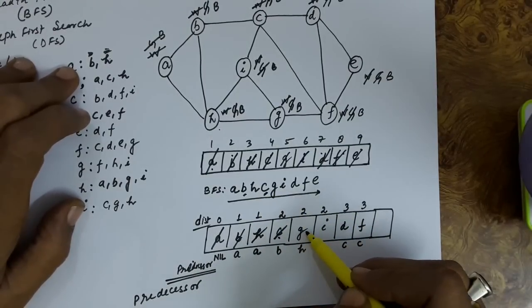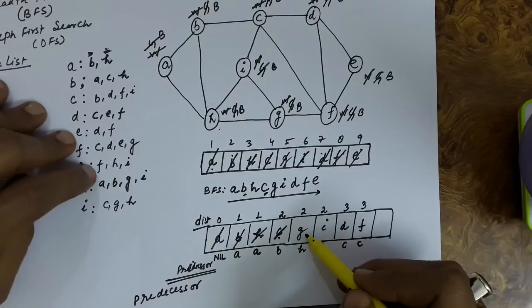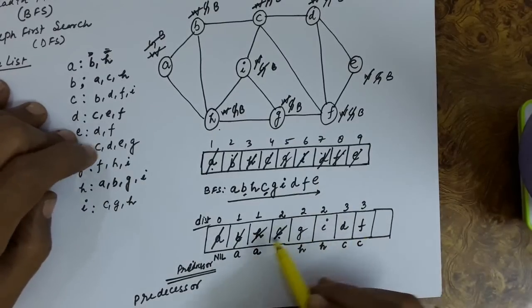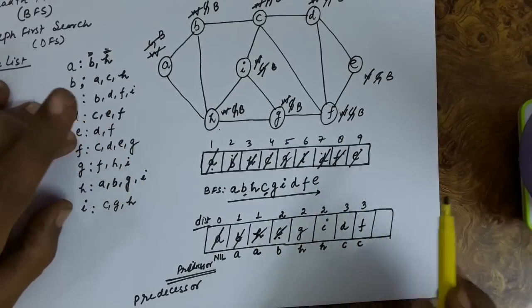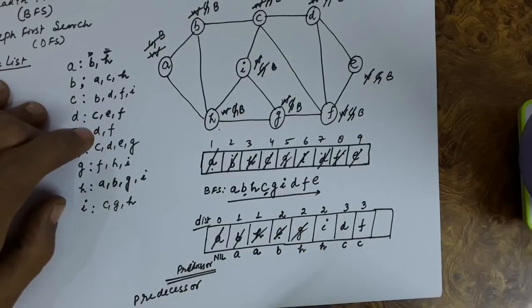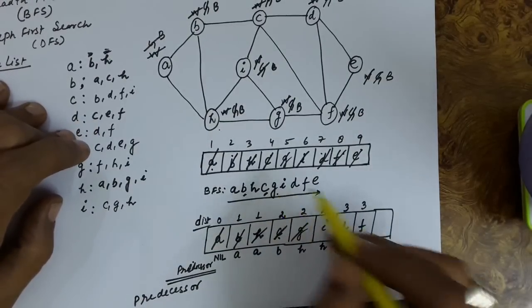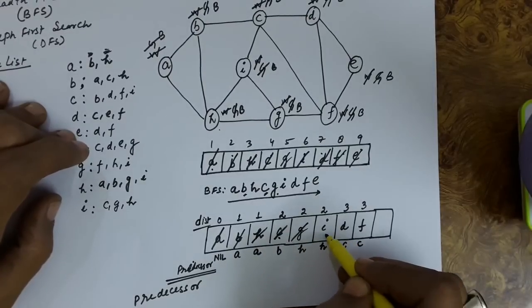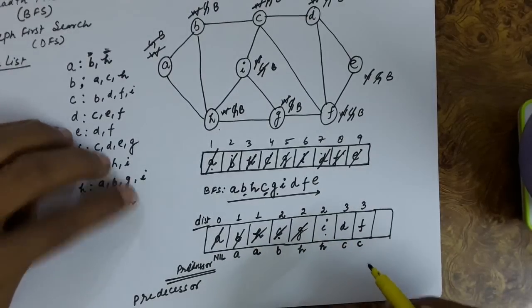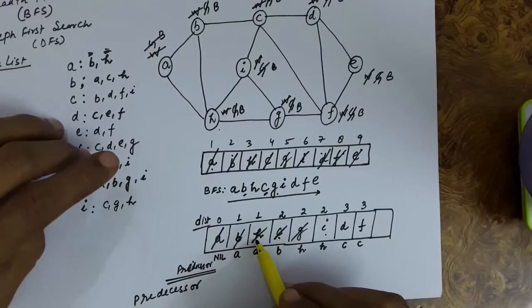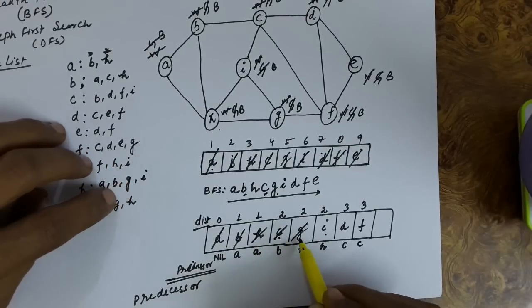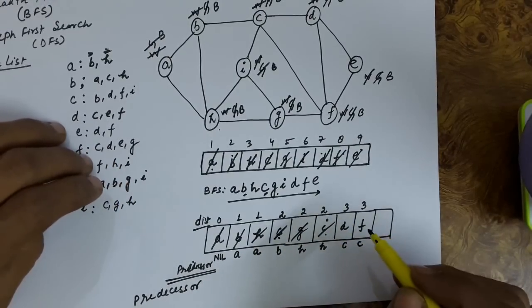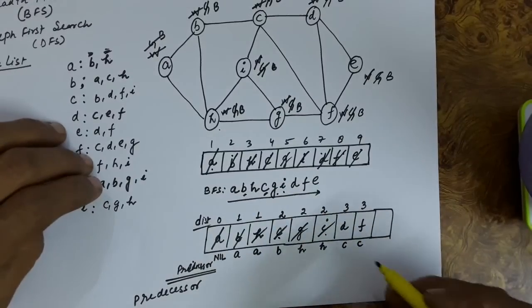Let's pick another one, G. Connections from G are F, H, I. F is there, H is there, I is there, so no connection will be added in the queue here. Delete G and add it to the BFS sequence. Now for I, connections are C, G, H. C is here, H is here, G is here. No connections will be added from here. So remove I and add it to the BFS sequence.